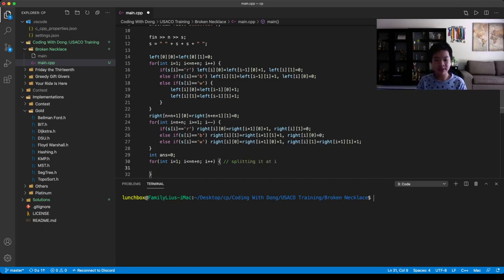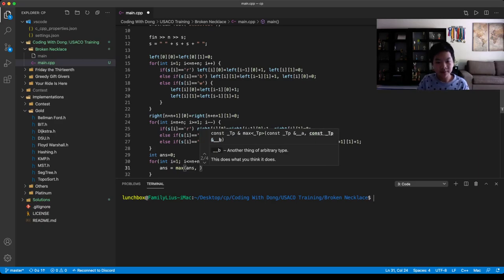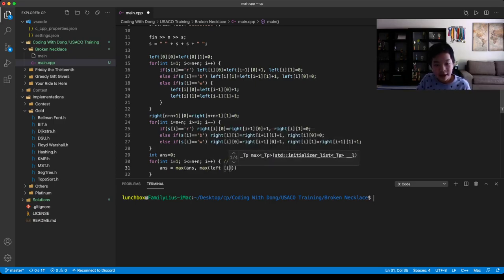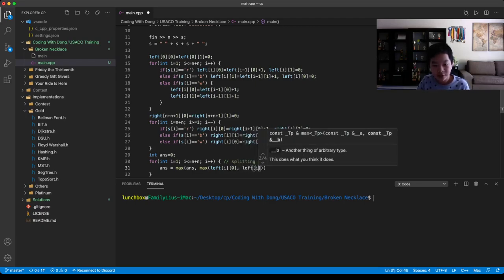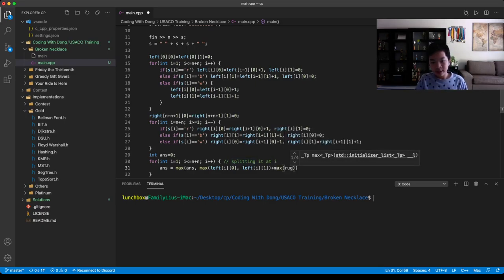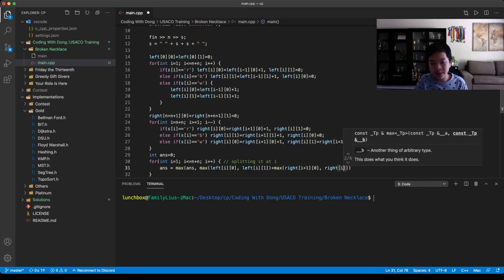So then answer would be max of answer, because you want the maximum of, in our left side, the maximum of the blue and the red. So it would be the maximum of the left of i of 0, which is red, and the left of i of 1, which is blue. And then the same goes for the right side. So it'll be max of right of i plus 1, because you're skipping this same character, 0, which is red, and the same goes for blue.